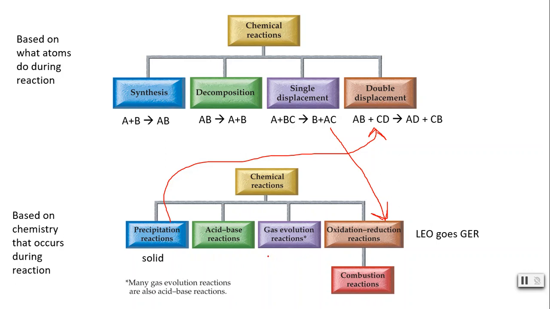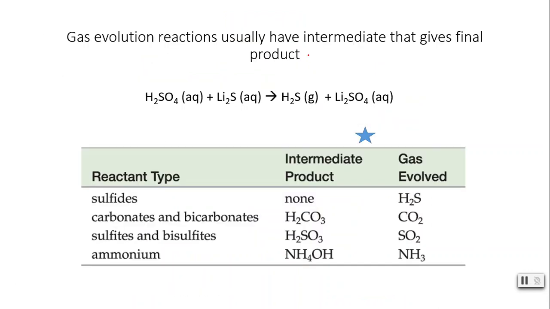But for now, we're going to go on to gas evolution reactions. So in gas evolution reactions, you're always going to have a product that is a gas. Okay? And in the gas evolution reactions that we will deal with, I think most of them are going to be double displacement reactions. So you'll use your double displacement skills to predict the products. And then if one of them is a gas, then it's a gas evolution reaction.